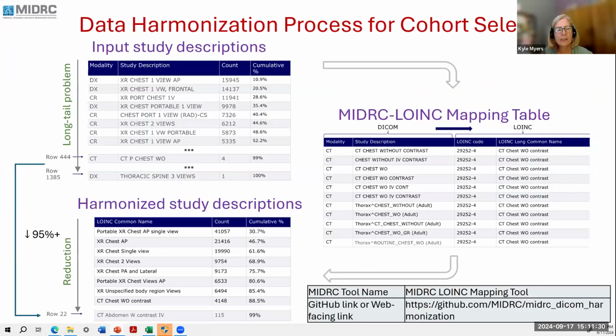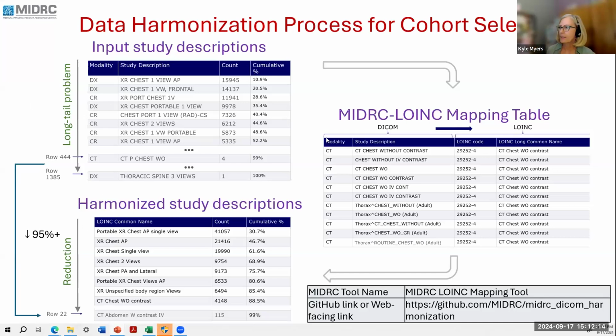All right, the next tool that I wanted to present to you for your consideration and use in your work is the MIDRC data harmonization process through LOINC mapping that allows for cohorts to be built for particular AI development and evaluation needs. So I'm sure many of you have had this experience of looking for data that meets your development goals, and across institutions, the input study descriptions can vary widely. So here we have a set of input study descriptions representative of the data that has been ingested in MIDRC. And you can see that the data table here has a problem, a long tail distribution problem, where the number of rows here is close to 1,400.